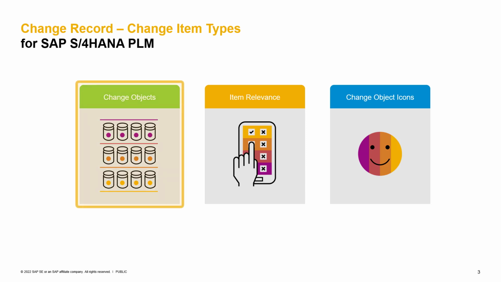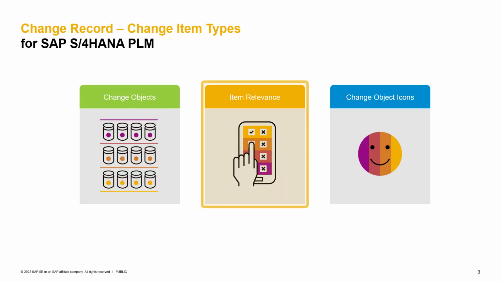First of all, we need to define which change objects we want to enable in our change record. This means that we define which change objects we want to have available per change record type. For example, in change record type A, we will allow adding materials, documents, and BOMs.